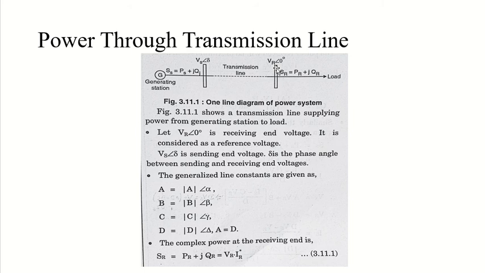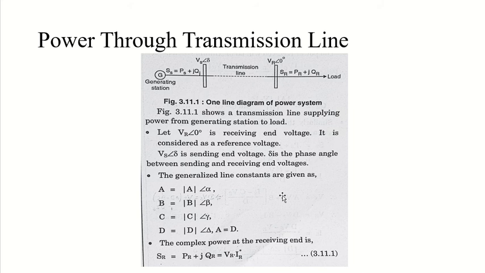So my sending end voltage is Vs, and it has a load angle delta, and VR is my receiving end voltage, and it has 0 degree shift, or it is the reference vector. For this line, the generalized constants can be written as you can see here. A will be A angle alpha, B will be B angle beta, C will be C angle gamma, and D will be D angle delta.